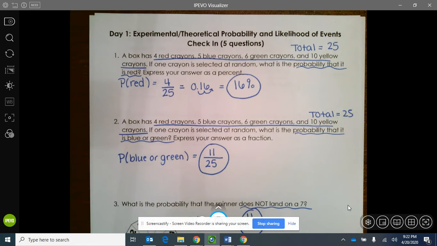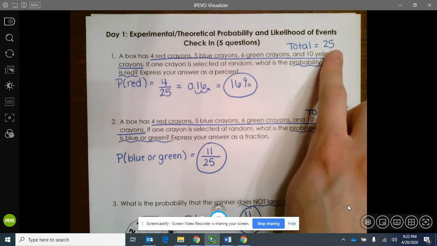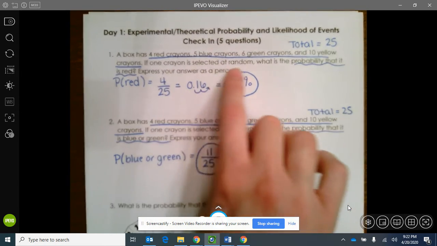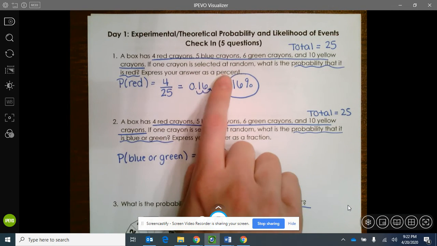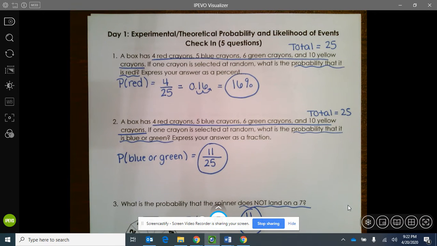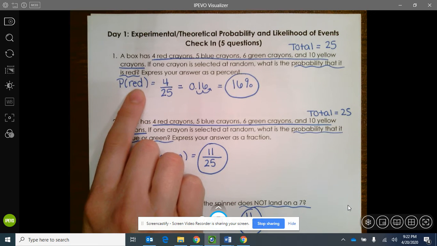A box has 4 red crayons, 5 blue crayons, 6 green crayons, and 10 yellow crayons. So you'll notice the first thing I did was I added up those to get a total of 25. If one crayon is selected at random, what is the probability that it is red? Now they want our answer as a percent, so we want to make sure we write our final answer in percent form.